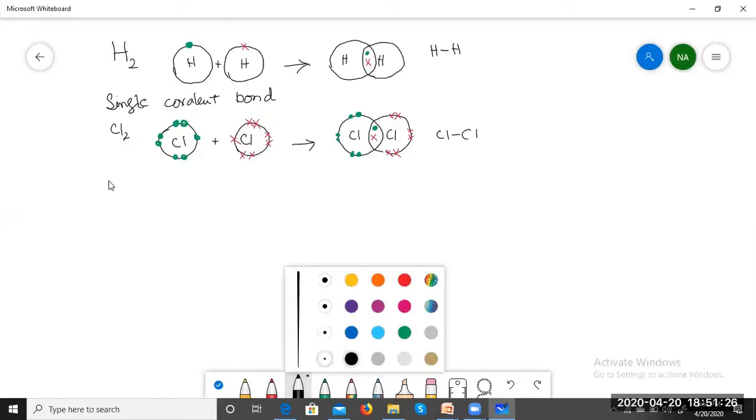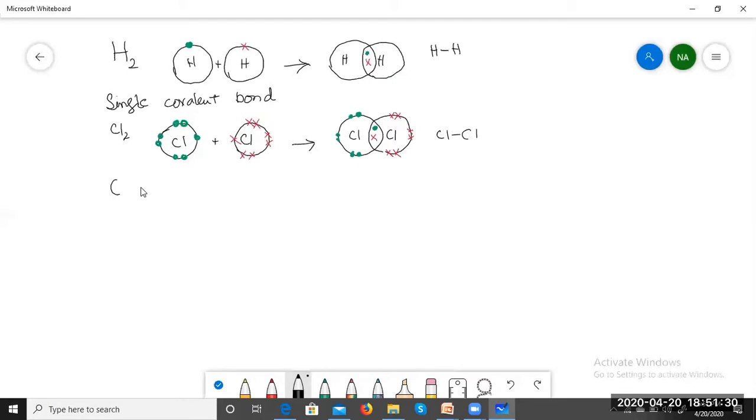Let's move to the double covalent bond. O2. Oxygen belongs to which group? Yes, oxygen belongs to group 6. How many electrons? 6 electrons in its valence shell, right? Yes. Both of them will have 6 electrons in their valence shell. So how many electrons is each one supposed to put on sharing? 2 each. 2 electrons. Excellent.